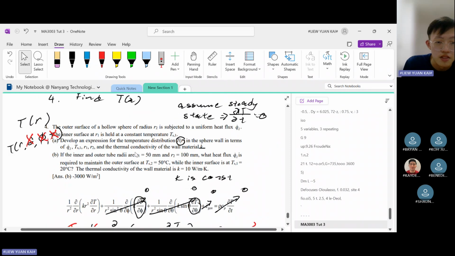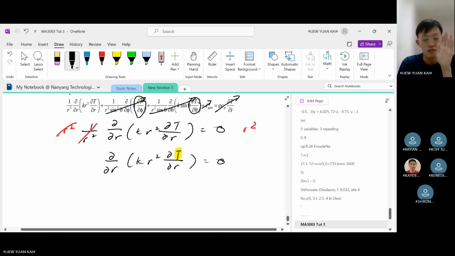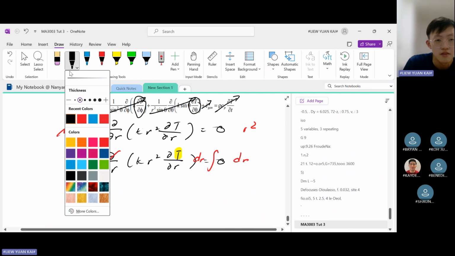Okay, our job is to solve for the temperature distribution. So basically, we want to make this our subject. So we have to keep it on one side, and we need to remove this derivative. So let's integrate, right? Because integration is the opposite of differentiation. Integrate with respect to r. If we integrate this, this will cancel with this, and then we're left with the things inside.